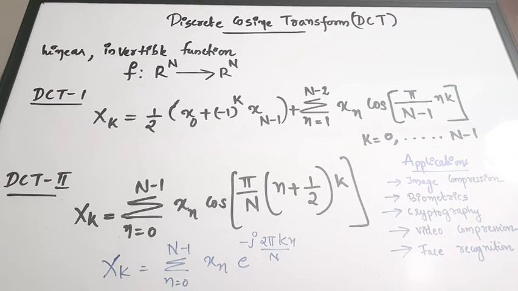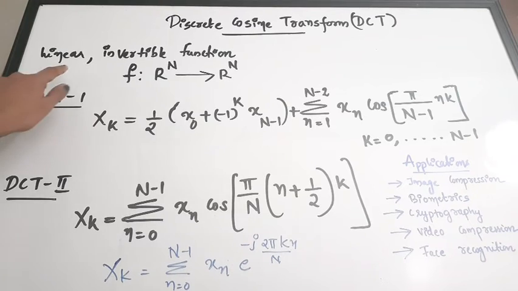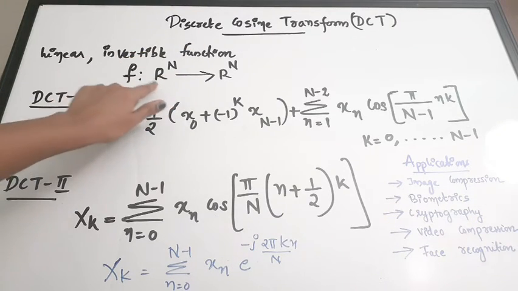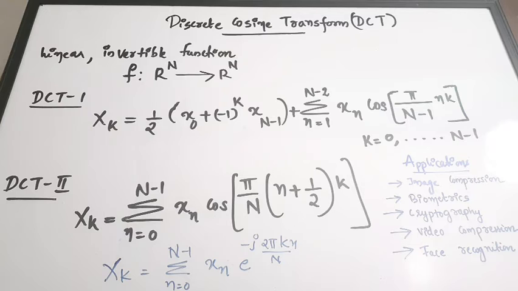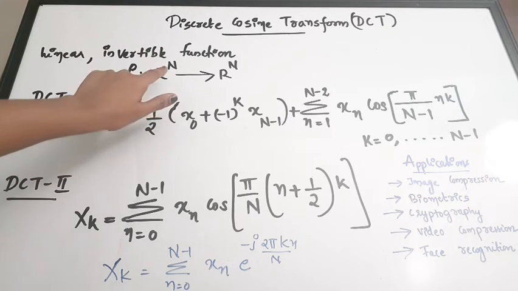Okay, I hope you can see the board very clearly. So it is a linear invertible function f defined from R^n to R^n. Now what is R? R is real numbers. We have already discussed that thing. N is the length of your sequence. It is a discrete cosine transform. Discrete means it is defined only on a finite data set or finite length elements. So that length is called n.